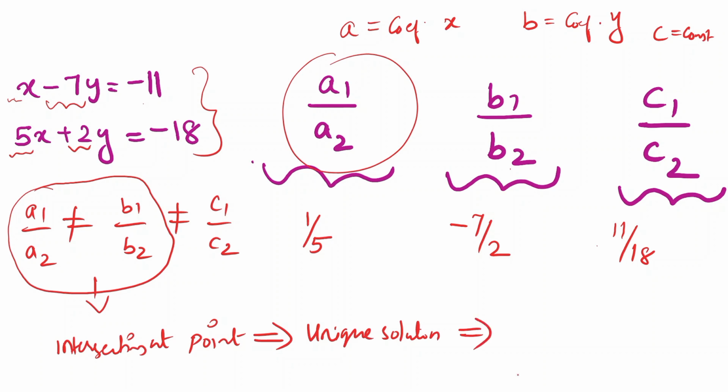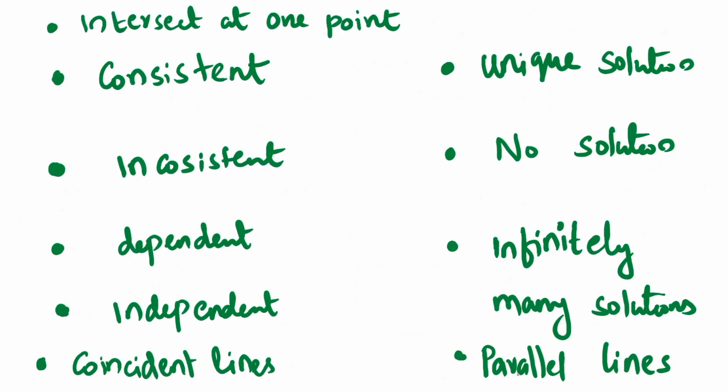And definitely we can say, as we have a solution, it is consistent. And as they are not equal, we can say it is independent. Okay. And what about, yeah, we can do this. Suppose a1 by a2 not equal to b1 by b2, we can fill this.